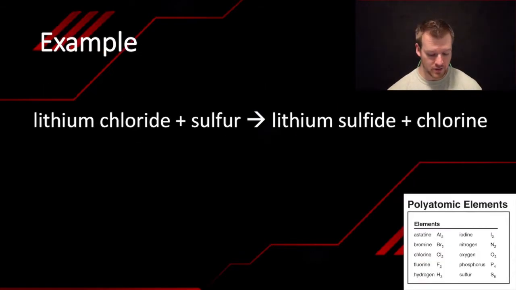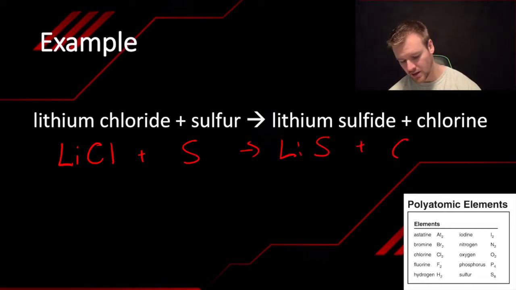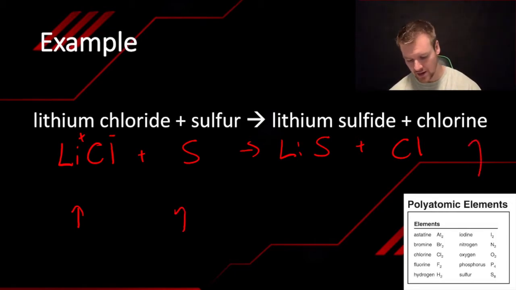Let's try another example. Lithium chloride plus sulfur gives lithium sulfide plus chlorine. So lithium is Li, chloride is Cl, plus sulfur, which is S, goes to lithium and sulfide plus chlorine. Okay, so that's the first step, writing down the symbols. Next, we need to look at the subscripts, the amount of each one. So again, for compounds, we do that with balancing. Li is a plus, Cl is a minus. That one's all good. For elements, we look in the chart and we see sulfur is 8. So we need to put an 8 right there.